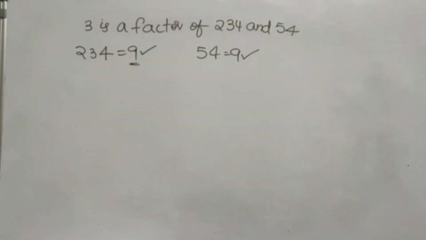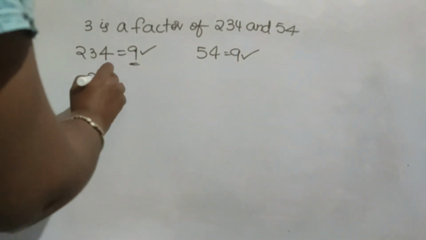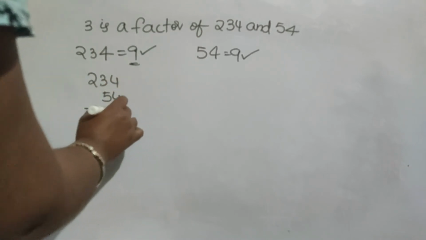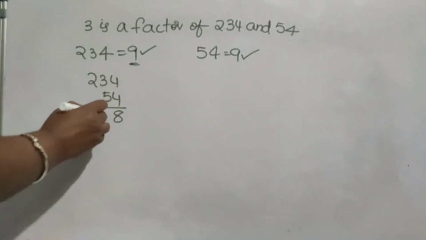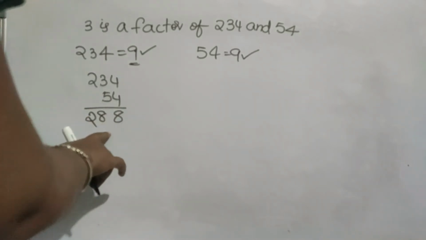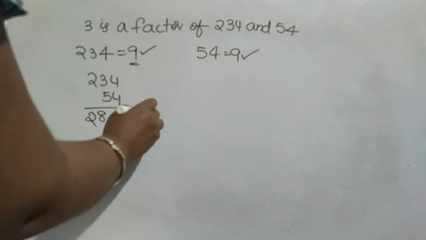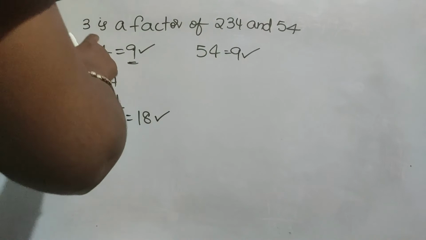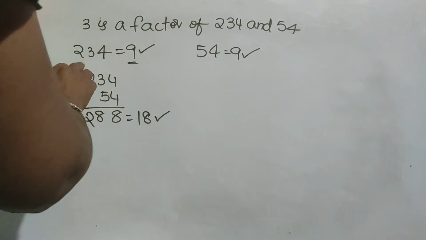So a number which is a factor of two numbers is given below. Show that this number is also a factor of the sum of the two numbers. The sum of the two numbers is 234 plus 54, which is 288. 2 plus 8 is 10, 10 plus 8 is 18. So 3 is a factor of 18, so addition works out.